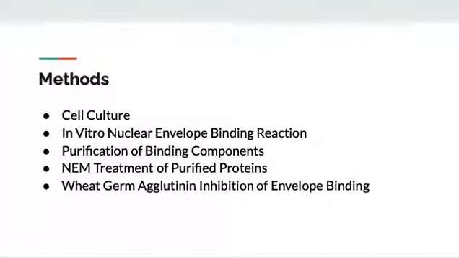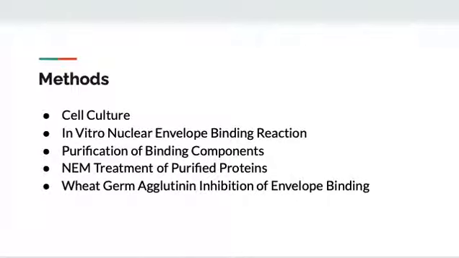In order to evaluate these results, photographs were taken with a specific camera. In purification of the binding components, NLS receptor was purified from bovine erythrocytes, and nuclear envelope binding activity was purified by the same method. For the NEM treatment of purified proteins, purified NLS receptor and the 97-kD protein were diluted and incubated. Then the proteins were dialyzed and prepared further before application to the permeabilized cells.